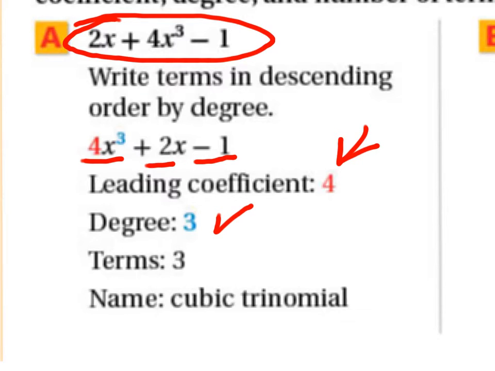You have 3 terms in here. I've underlined each one of them. Terms are 3. Therefore, cubic trinomial. If you have 3 terms, tri is 3. So yes, it's a polynomial, but what specific type? It is a trinomial because it has 3 terms. Cubic comes from the third power.